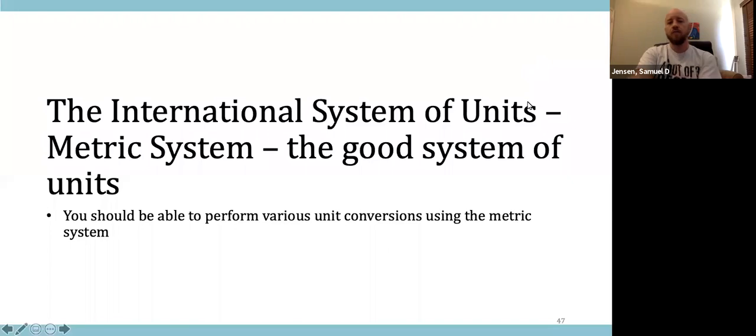Okay, so tonight we're going to start our introduction to the metric system. So what we should be able to do here is perform various unit conversions using the metric system. When we're looking at converting things like micrograms to grams to kilograms, you should be able to do those various kinds of conversions.